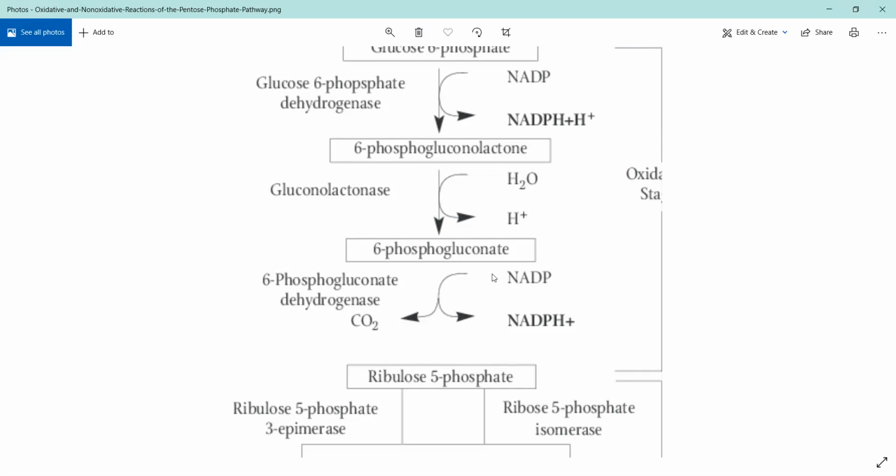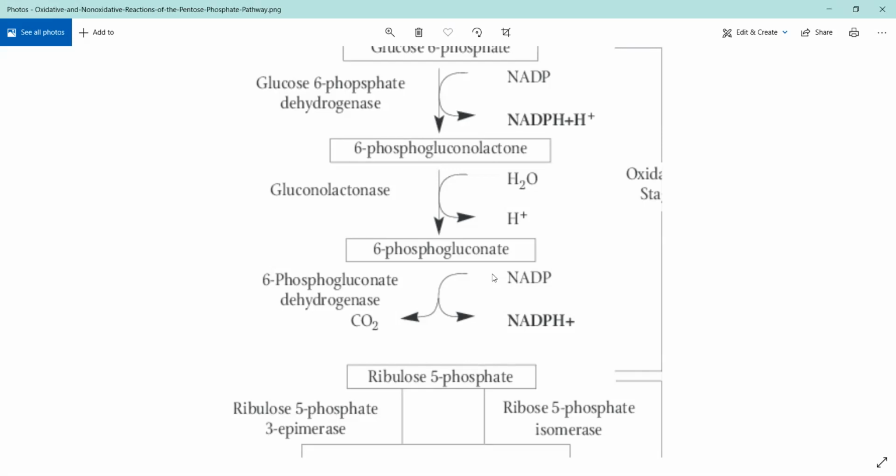So the first thing your body will do is try to generate NADPH by removing hydrogens from glucose 6-phosphate. If you remove hydrogens, you will get 6-phosphogluconolactone. If you add a water molecule to it, you will get 6-phosphogluconate. That 6-phosphogluconate will again undergo dehydrogenation, and this time it will also lose a carbon molecule in the form of carbon dioxide.